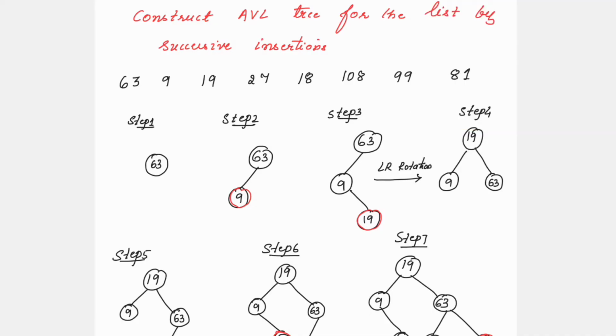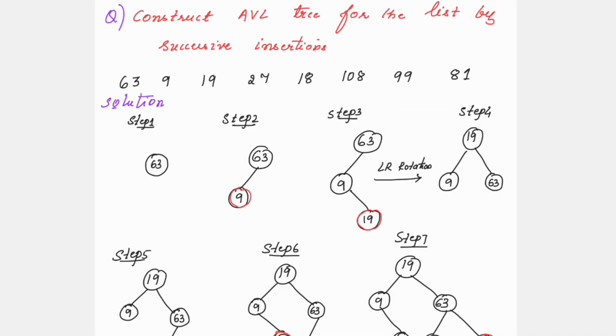In this session I shall explain with an example how to construct an AVL tree. The question will be in this manner: construct an AVL tree for the list by successive insertions. The elements will be mentioned in the question. Here in this example we have 63, 9, 19, 27, 18, 108, 99 and 81. So how do you construct? The solution starts from here.